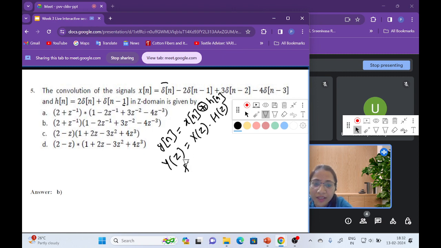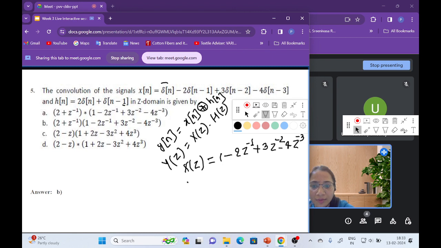So what will be the Z transform of x of n? That is represented by x of z. Del of n is 1 only, minus 2 z to the power minus 1, the z transform of 2 minus 2 del n minus 1 will be 2 minus 2 z inverse plus 3 z to the power minus 2 minus 4 z to the power minus 3.